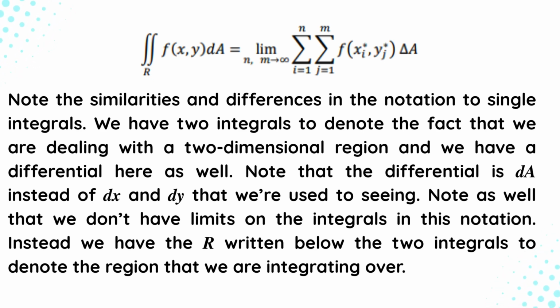The limit as m and n go to infinity of the double sum from i equals 1 to n and j equals 1 to m of f evaluated at x sub i, y sub j times delta A.